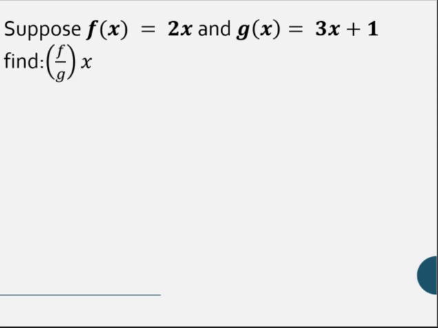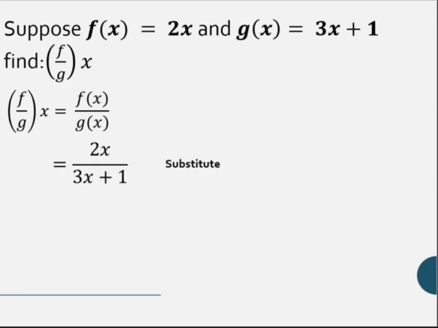For the division, let f of x equals 2x and g of x equals 3x plus 1. Find f over g of x. So f over g of x is also equal to f of x over g of x. Then substitute the value of f of x and g of x. Then f over g of x is equal to 2x over 3x plus 1.